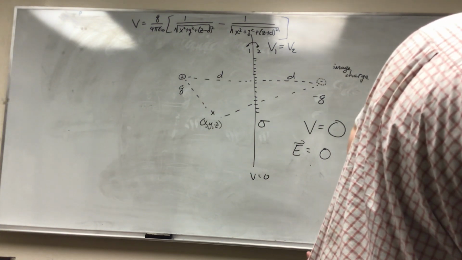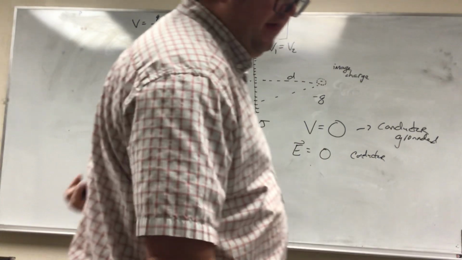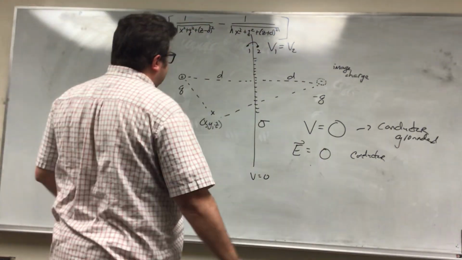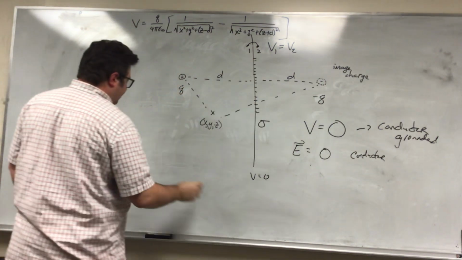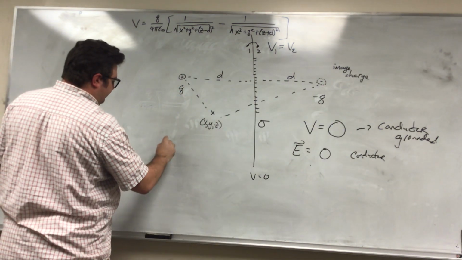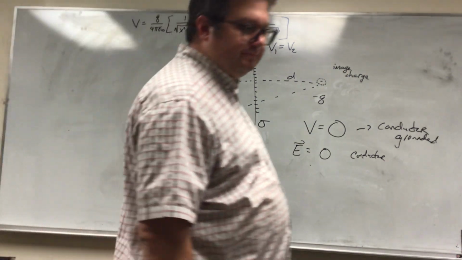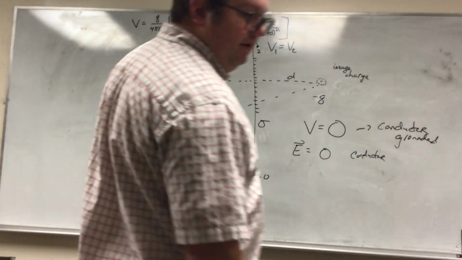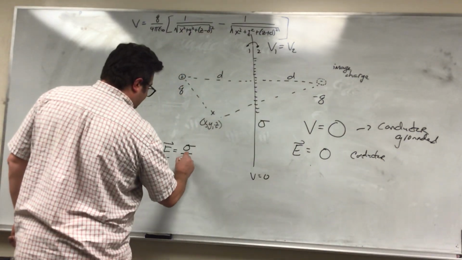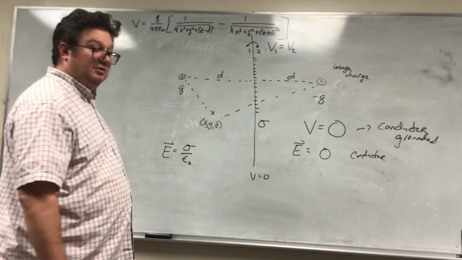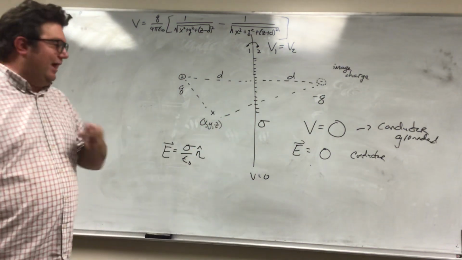Okay, so we know that on a boundary with one of these sides equal to 0 on the conductor, the electric field is equal to sigma over epsilon naught n hat. So how do we know that?